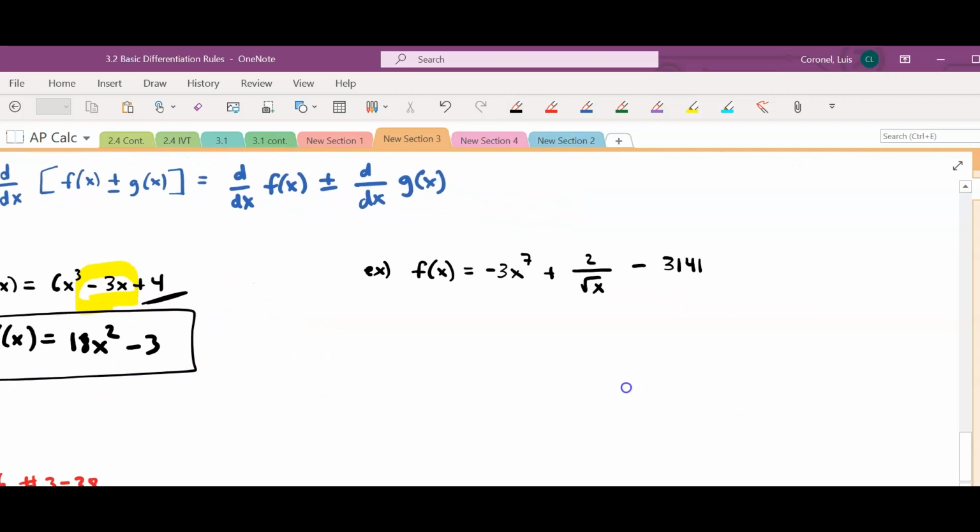Alright, in our next example, f prime of x. So we want to find the derivative of that. The first term, so that 7 multiplies with negative 3. You get negative 21x, subtract 1 from 7, and you get a 6.